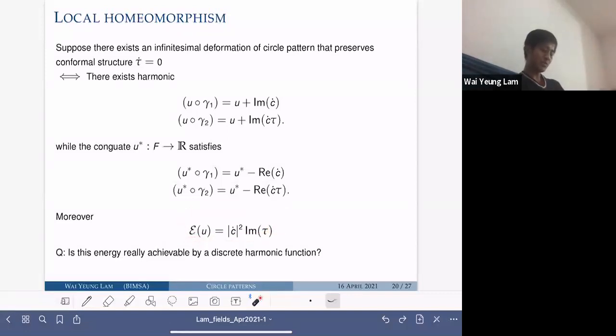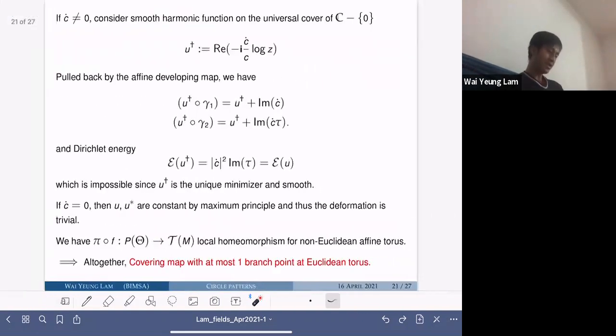This is the norm squared of c dot times the imaginary part of tau. This is the Dirichlet energy associated to these deformations. Now the question is, is this energy really achievable by a discrete harmonic function? Can you really find such a harmonic function? It turns out you cannot find it. The reason is the following. If this c dot is non-zero, then you can consider a smooth harmonic function on the universal cover of this C minus zero.